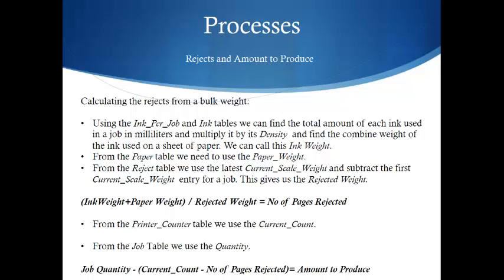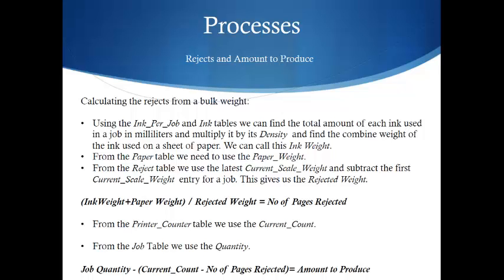From the reject table we can get the latest current scale weight and subtract that from the previous current scale weight to give us a rejected weight. This is the weight that we are actually going to look at, the current rejected weight of the sheets of paper. So we can then add the ink weight and the paper weight, divide it by the rejected weight, divide that into the rejected weight rate, and we will get the number of pages that are rejected.